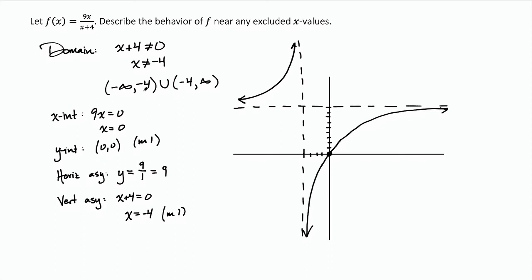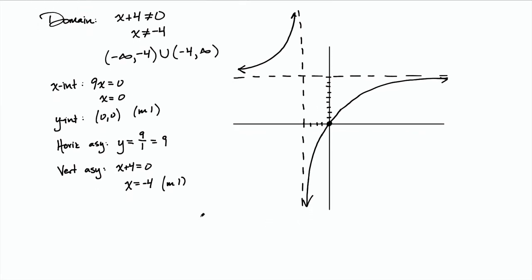Now we can describe the behavior of f near the excluded x value. The excluded x value here is negative 4. To describe the behavior near negative 4, we can do that using either limit notation or arrow notation. I'll start with limit notation. So we need to describe both sides of this.